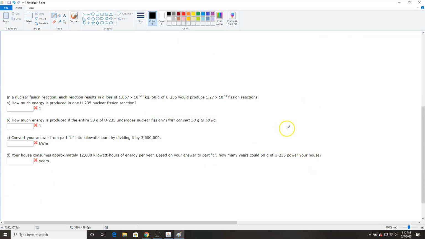So the second video that I'm going to have, which I'm calling optional, kind of walks you through the last question on the WebAssign. In this case, we're still using that same mass that we just used, but now we're going to do it for an entire 50 grams. 50 grams, to give you an idea, is about the mass of an egg. And 50 grams of uranium will produce 1.27 times 10 to the 23rd reactions. So the second video that I'm going to do shows you, well, what does that math look like and how would it power your house?